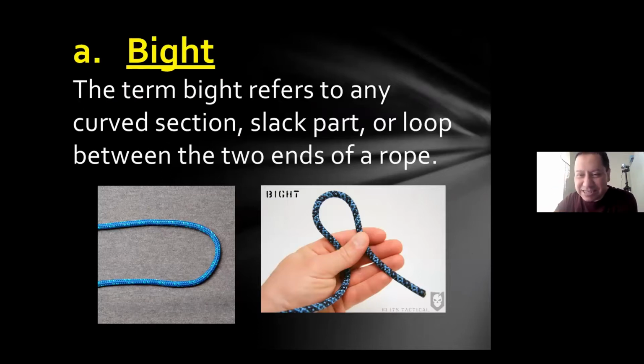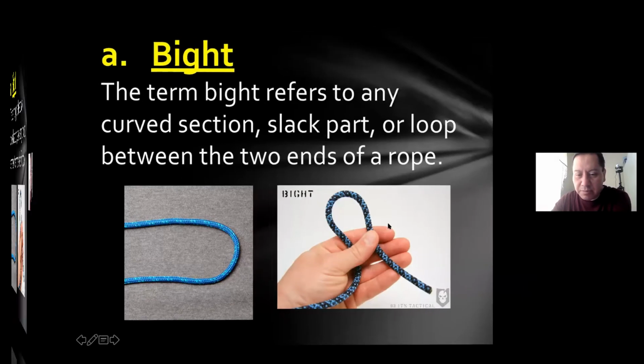It's B-I-G-H-T, okay? And basically it means that you make a loop. This is a bight, a loop going around. That's a bight. Okay? So in this honor, whenever you hear the word bight, we're talking about a loop, okay? So that's what bight means, a loop. So you can see the sample here. There's a bight and a bight here.